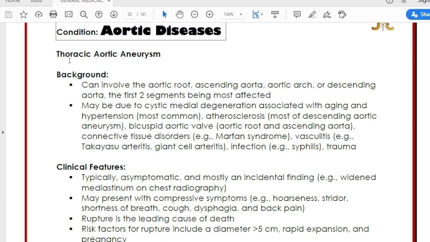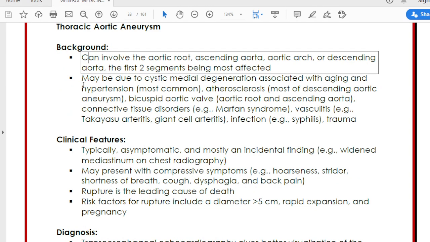Condition: aortic diseases. Thoracic aortic aneurysm. Background. Can involve the aortic root, ascending aorta, aortic arch, or descending aorta, the first two segments being most affected.